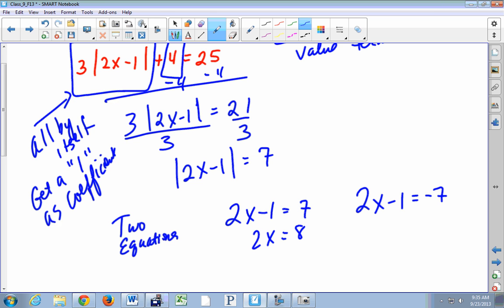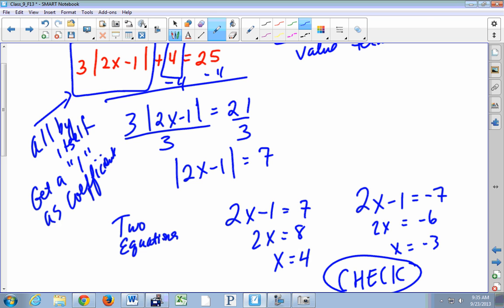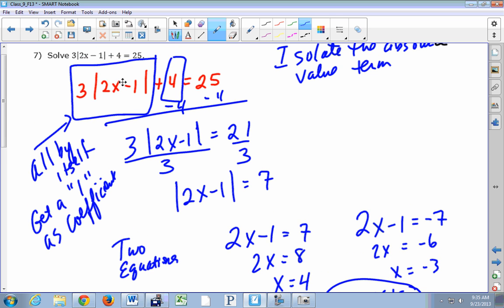2x equals 8. X could be 4. 2x equals -6, x could be -3, and it's up to you to check to see if both of those are in the solution set. Okay, so that's absolute value equations. I think if you just try a substitution, you could see how that substitution could help you start to solve your equations, so then you can feel comfortable.